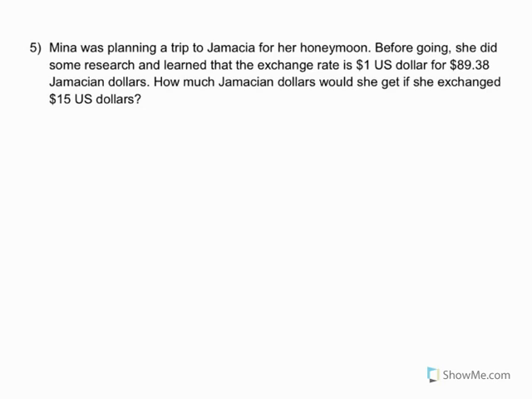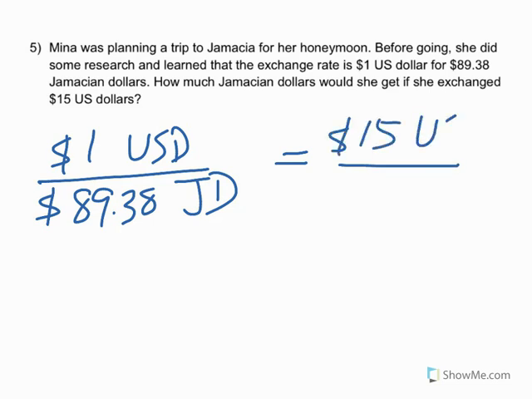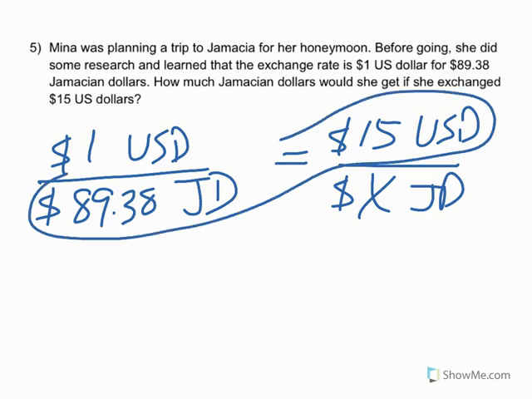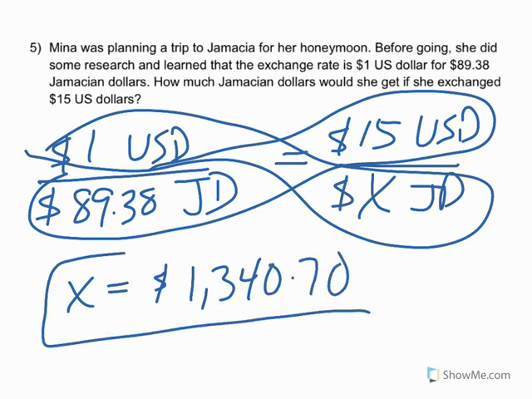The last example, we are given the information that Mina is planning a trip to Jamaica for her honeymoon. Before going, she did some research and learned that the exchange rate is $1 for 89.38 Jamaican dollars, and I don't know the abbreviation for Jamaican dollars, but we'll use JD. We want to know how many Jamaican dollars she would get if she exchanged $15. So again, I'm going to line it up. We got $15 on top. We want to know exactly how many Jamaican dollars that turns out to be. I'm going to do a cross product here as well. So we get 1 times x is just x, and 89.38 times 15 is 1,340.70. So that is the amount of Jamaican dollars she would get for $15.